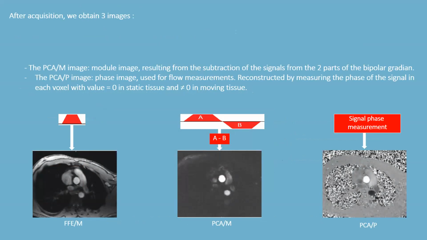The first image is the magnitude image, resulting from the subtraction of the signal from the two parts of the bipolar gradient. The second image is the phase image. This is the first image, and this is the phase image used for flow measurement. It is reconstructed by measuring the phase of the signal in each voxel, with a value equal to zero in static tissue and different from zero in moving tissue. So we can see here the image of differentiation between the signal phase measurements.